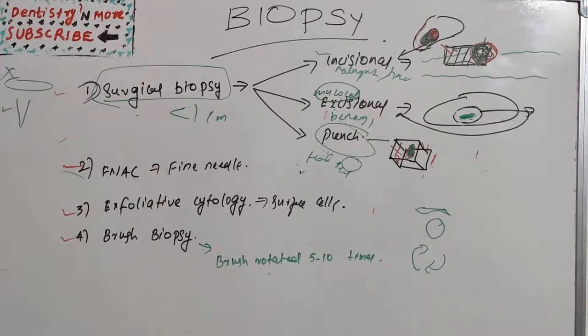So now we have fine needle aspiration cytology. Fine needle aspiration cytology is a technique of aspirating cells, fluids or tissue fragments using a fine needle for examination under the microscope. Aspiration biopsy is indicated to determine the presence of fluid within a lesion, or to determine the type of fluid within a lesion, and to explore an intraosseous lesion.